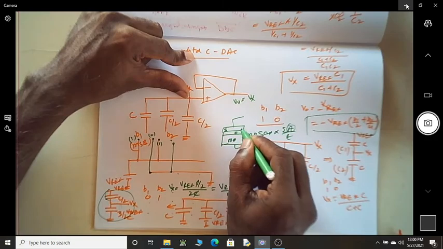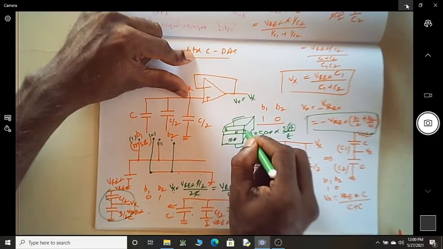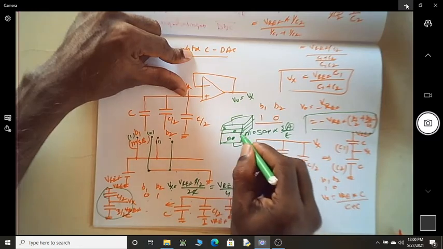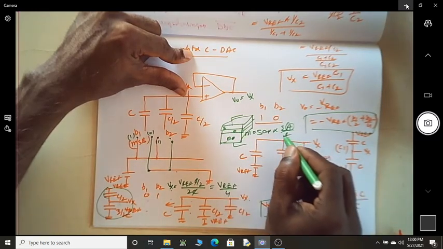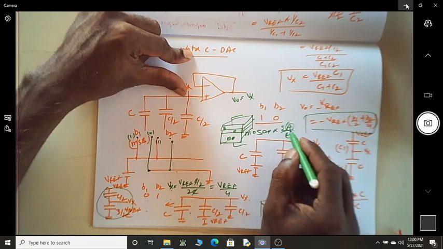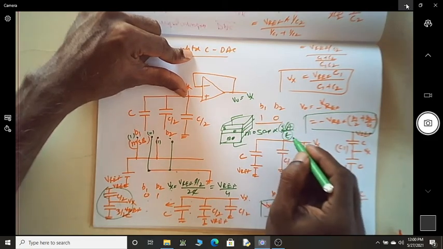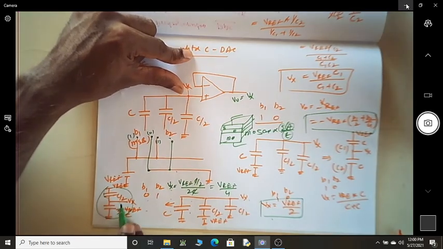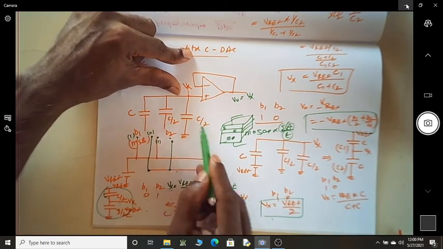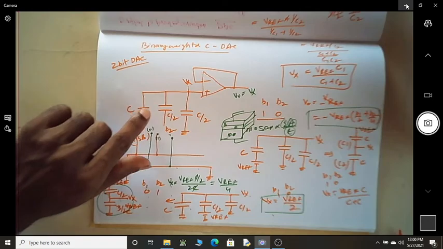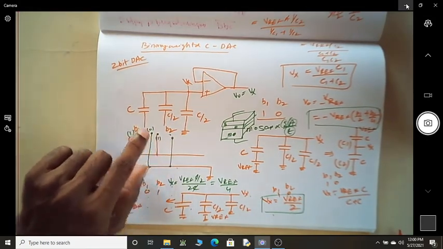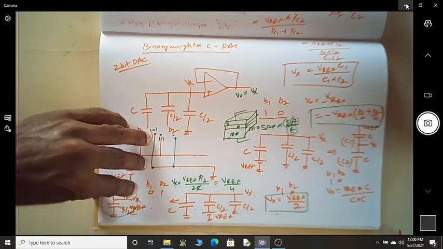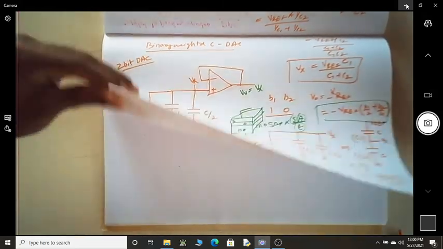If I write this as my 3D view, and you change the area, or the thickness of this oxide layer, or the dielectric constant value, usually the dielectric constant and thickness will be kept constant. If you keep on changing the dimension, you can get the desired value of C by 2 and whatever value. So this is the circuit for a 2-bit DAC. If you want to go for an n-bit DAC, it is very easy.